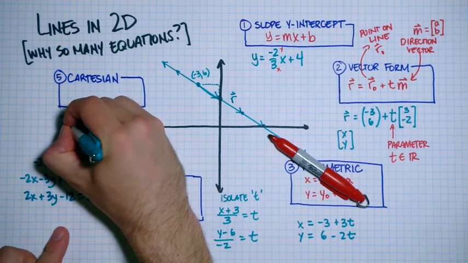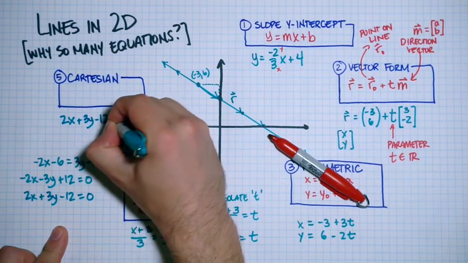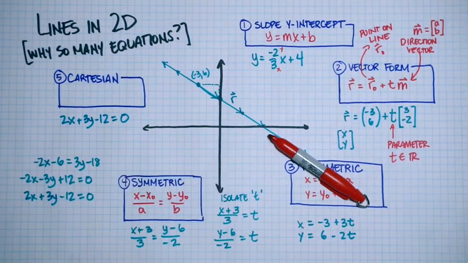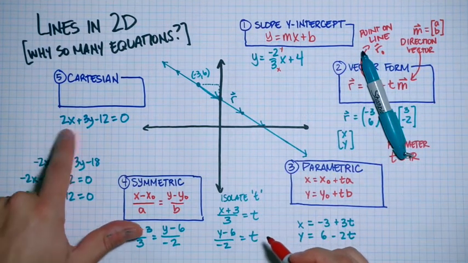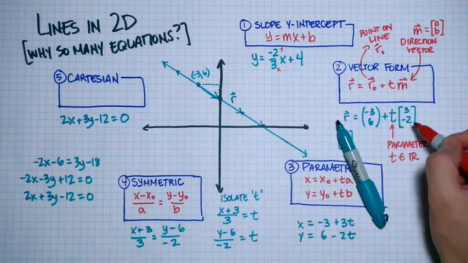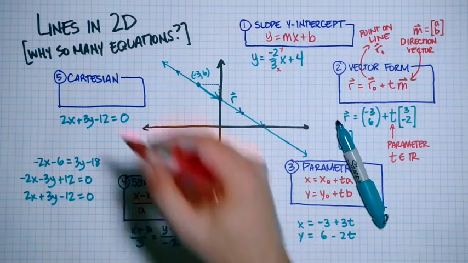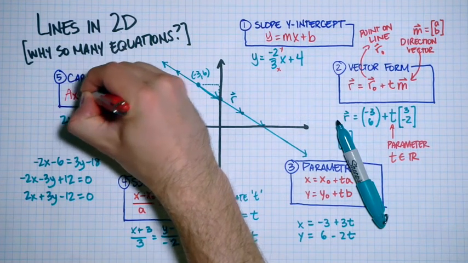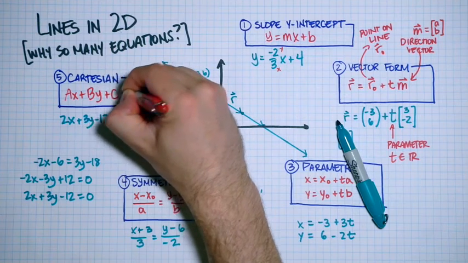I'm just going to copy that up here underneath where it says Cartesian. 2x plus 3y minus 12 equals 0. This is called the Cartesian equation of our line here. And the general form of that is a little bit different. So we sort of see some of these similar numbers here. Maybe you can identify where these numbers are from here. They look similar to these numbers from our direction vector, and we'll get to that in a second. But the general form here is Ax plus By plus C equals 0.